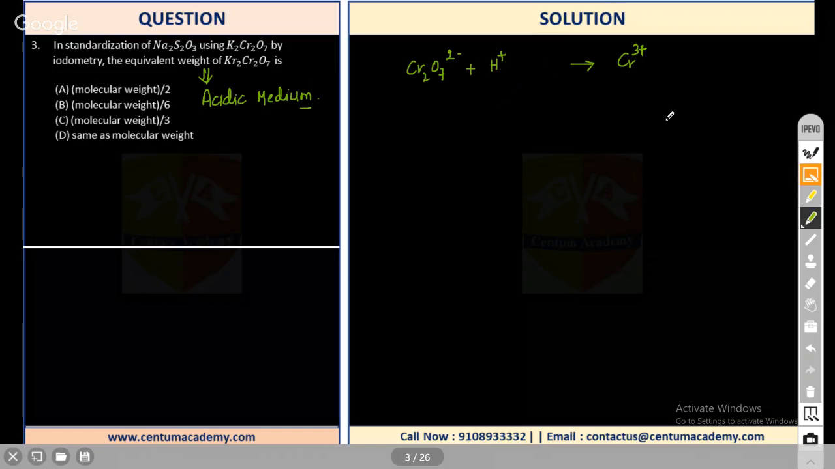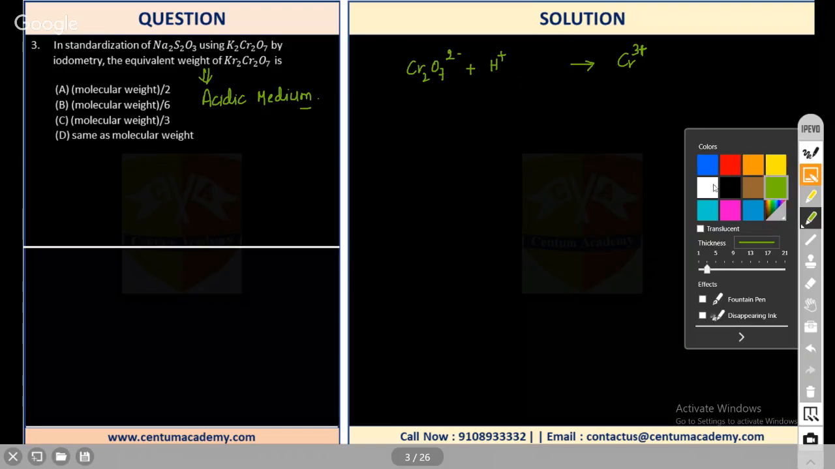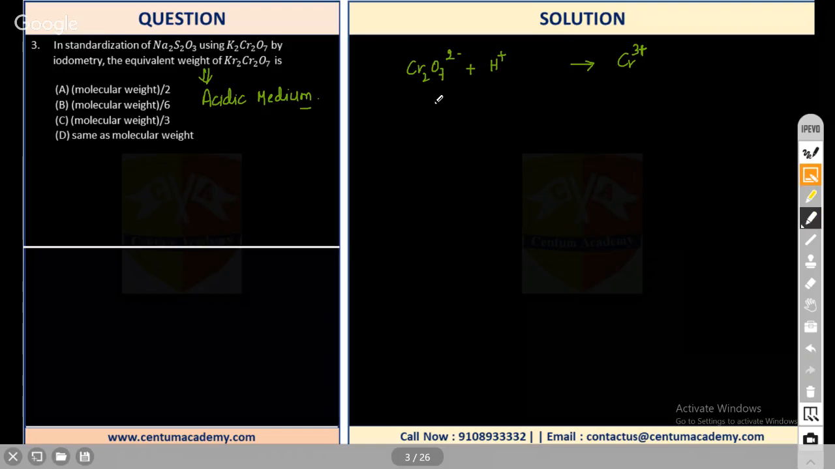Okay, so how do we balance this reaction? First of all, we'll balance the atoms other than oxygen and hydrogen. So we have two chromium atoms here, so 2 Cr3+. Oxygen we have to balance, and to balance oxygen we'll add H2O. How many molecules of H2O do we add? 7 oxygens we have, so 7 molecules of H2O. To balance this, we'll add H+ on the left hand side. So for 14 H here, we should also add 14 H+ to the reactant side.